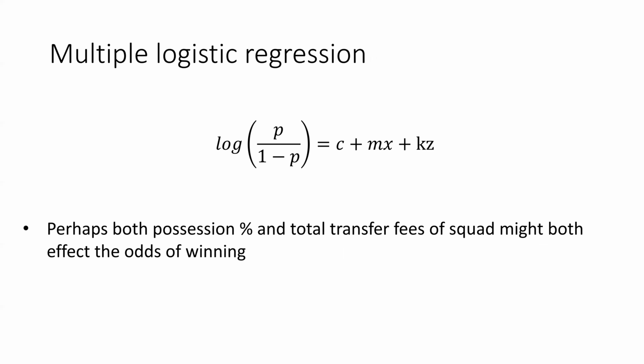We did multiple linear regression as well. So you can just add in more variables. You can have X, Z, and whatever. So perhaps you're interested in both the percentage of possession the team has and the sum of the transfer fees in the squad. So Manchester City famously have a very expensive squad. You might assume that squads which cost a lot tend to do better than squads that don't. Okay, so that's the wisdom here.